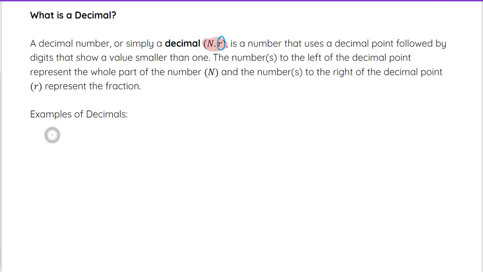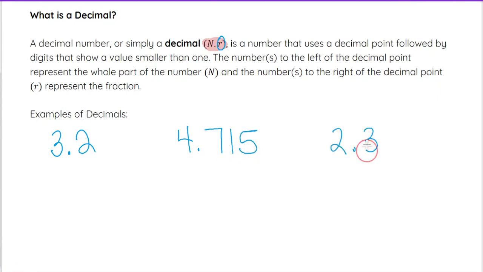For example, some examples of decimals might be 3.2, or 4.715, or 2.3 repeating. Those are some examples of decimals. The number before the point is your whole, and the number after is telling you what portion of a whole we have in addition to the 4 or 3 or 2 or whatever your whole is. That purple part here tells us the fraction or the portion in addition to our whole number before the decimal point.